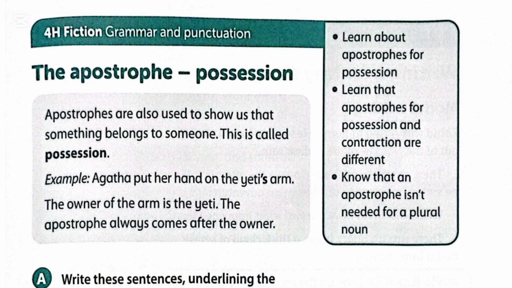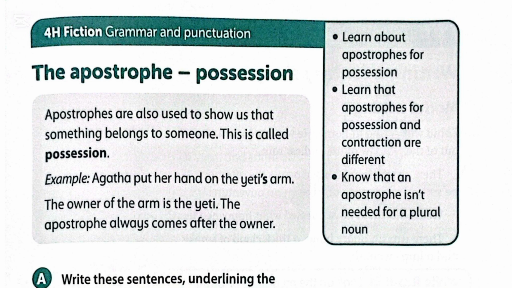So we also use the apostrophe for possession. What is possession? Possession means showing the ownership of a person. Apostrophes are also used to show that something belongs to someone. So we use the apostrophe to show that this thing belongs to this person, to show the ownership. This is called possession.